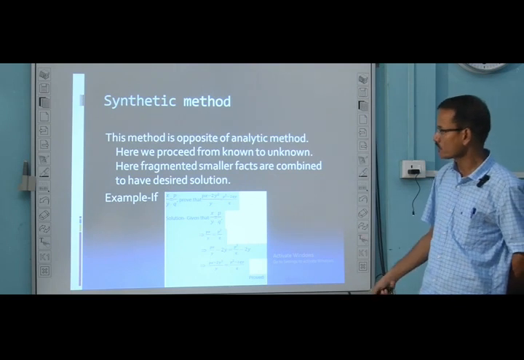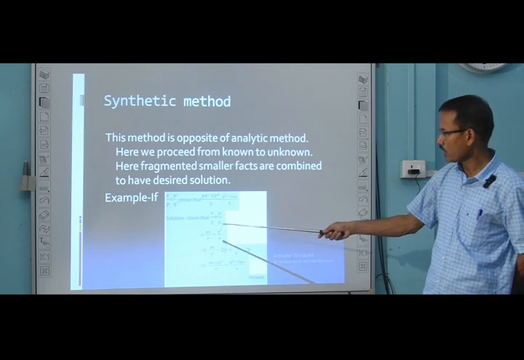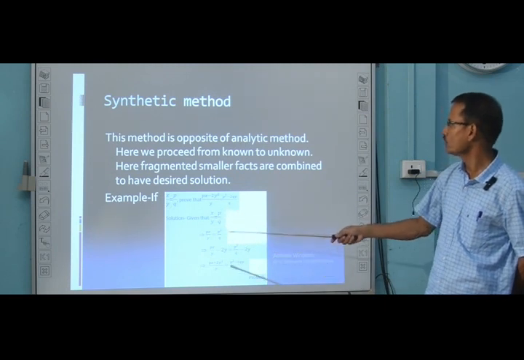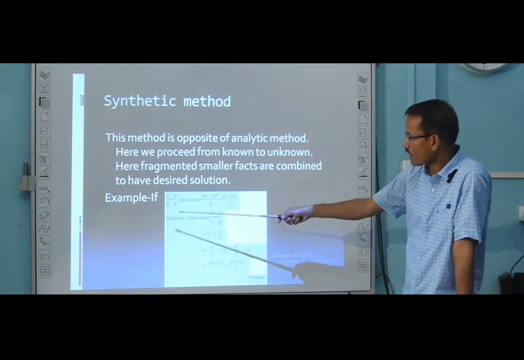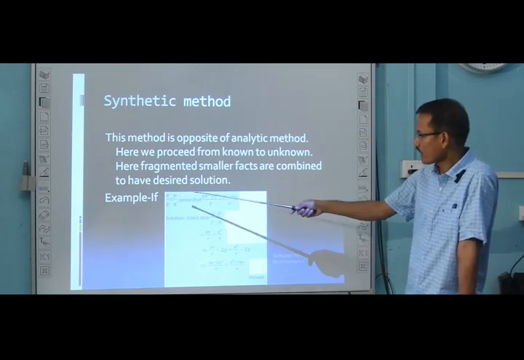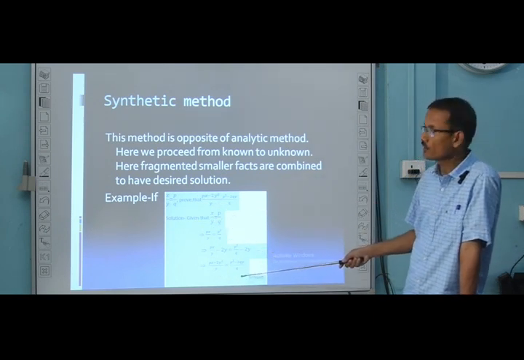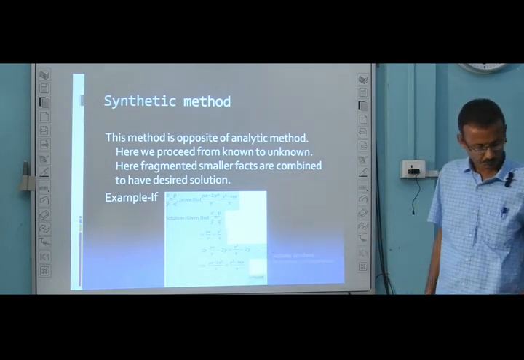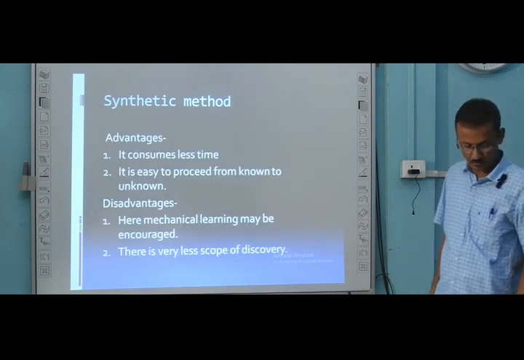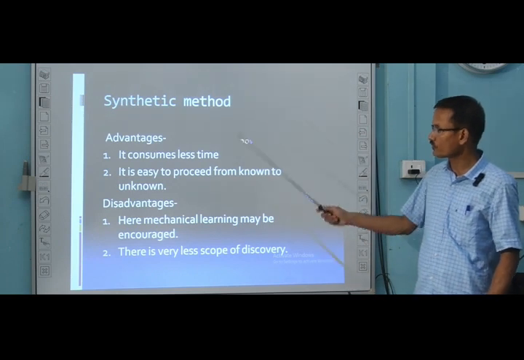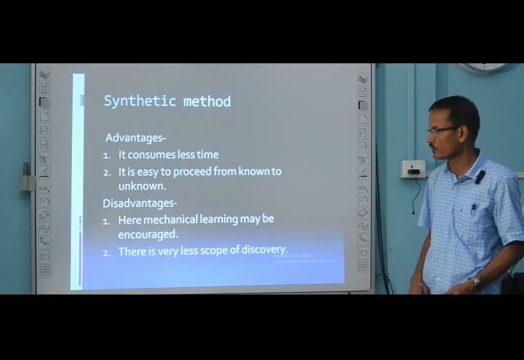And it is quite understandable that we have proceeded here from the known to the unknown. It is the known part, x by y is equal to p by q. So it is the known part. We have proceeded from known to unknown, and the unknown part is solved here. But like the other method, this method has many advantages as well as some disadvantages.